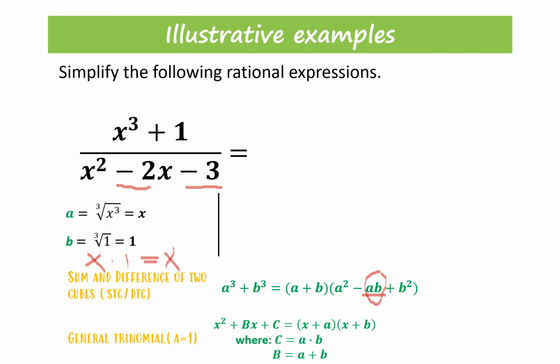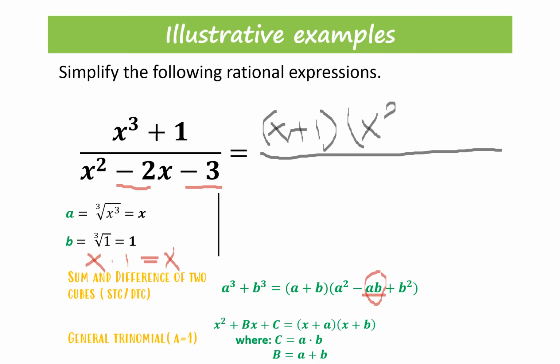So, now, we can now proceed with the factor of the numerator. So, following the formula, a plus b, ang a natin is x, plus b, which is 1, at ang ating trinomial factor, square a. So, ang a natin is x, square lang natin. And then, minus ab, ang ab natin ay ito, minus x, plus the square of the second term, rather, of 1, which is also 1. Okay, so that's it for the numerator.